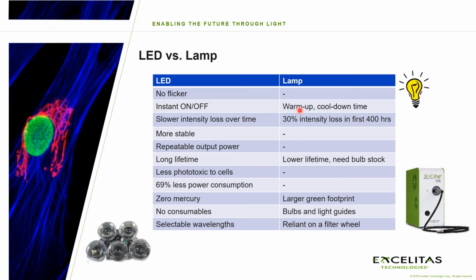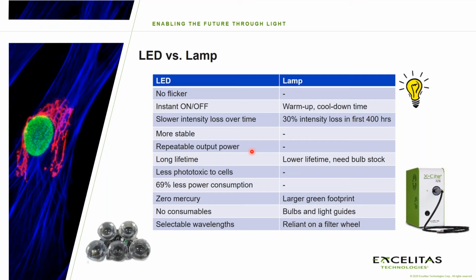LEDs are simple on and off. Push a button, electricity flows through, light comes out. Push a button, it stops, and light stops coming out. With LEDs, you have a slower intensity loss over time, whereas with lamps, just because of their inherent properties, you end up losing about 30% of the initial intensity within the first 400 hours. And most of the lamps need to be replaced between 100 and 2,000 hours. So you have to have a stock of lamps, and depending on the equipment you have, you may have to have a professional to actually change the lamp.